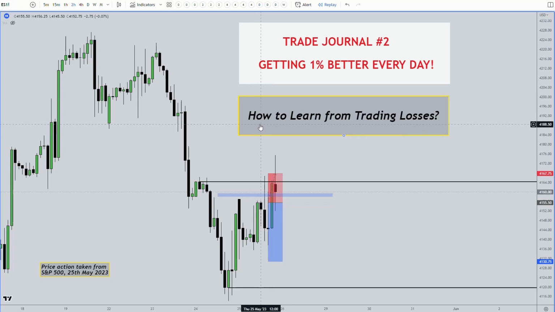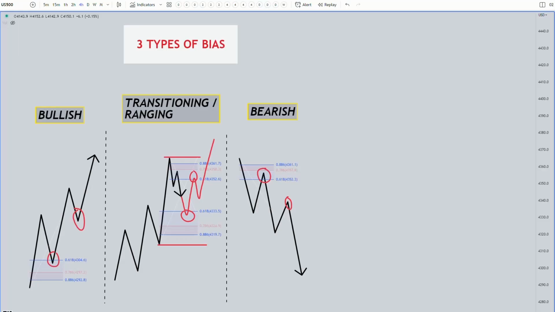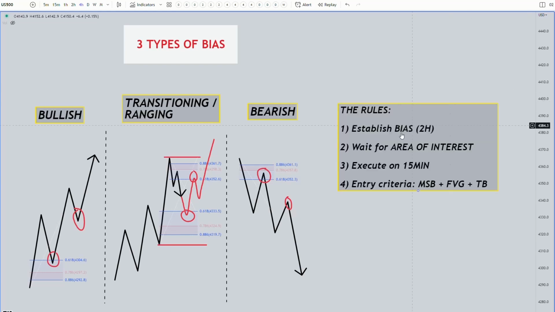So to answer this question, how to learn from trading losses, and why I entered here and whether I potentially made a mistake, for that we obviously need to look at our three types of biases again quickly, and also have clearly established guidelines or rules for our trading.